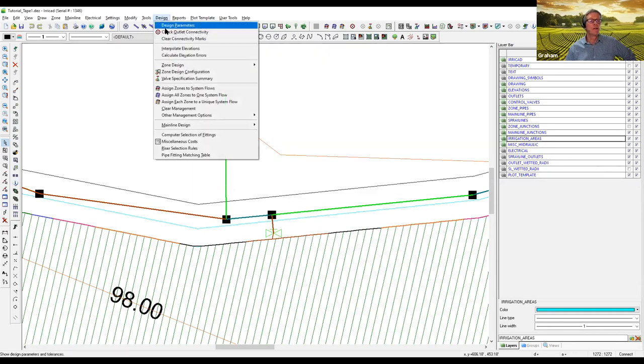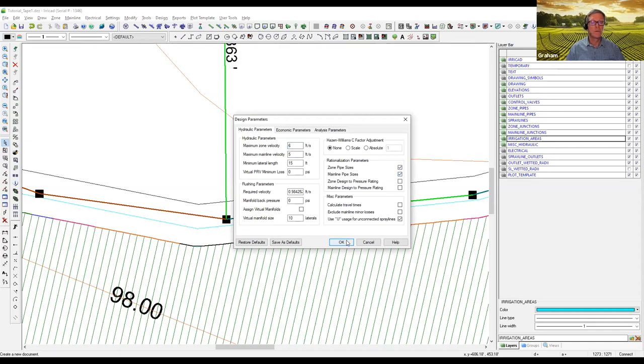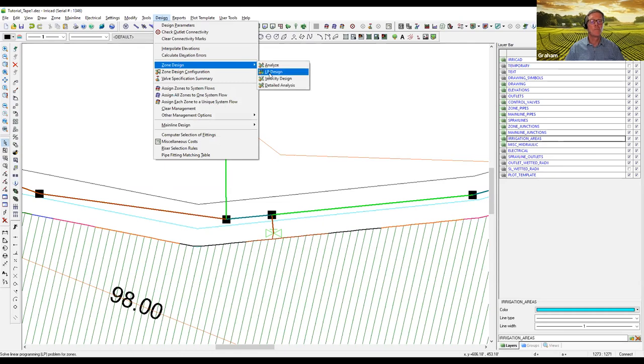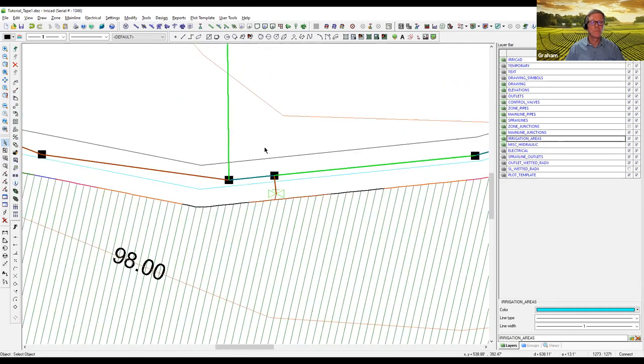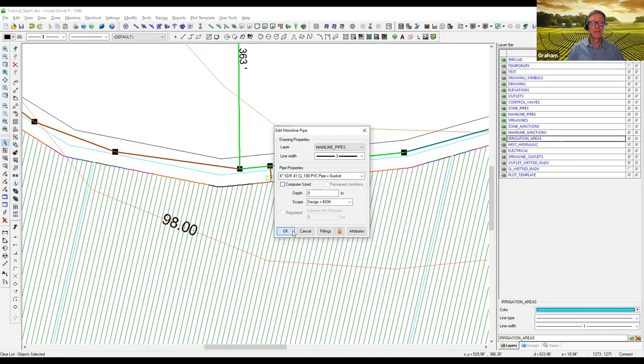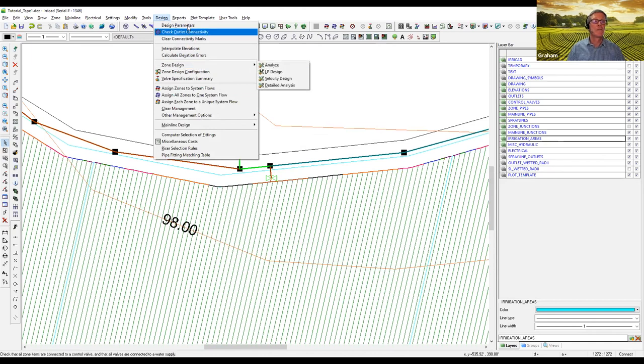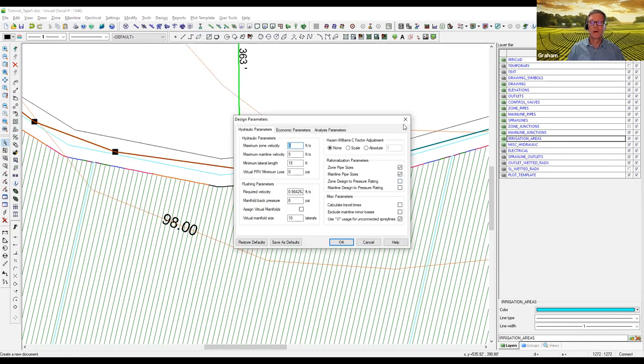If I run the design LP again, whoops, that is computer sized. Did I uncheck it? Well, I didn't know why that worked. It worked half an hour ago in my test, but what it should have done is size that back to 6-inch and this one to 4-inch. I think I might have done it once or twice too often, and so it's got a bit confused, but that is what rationalizing mainline pipes will do.